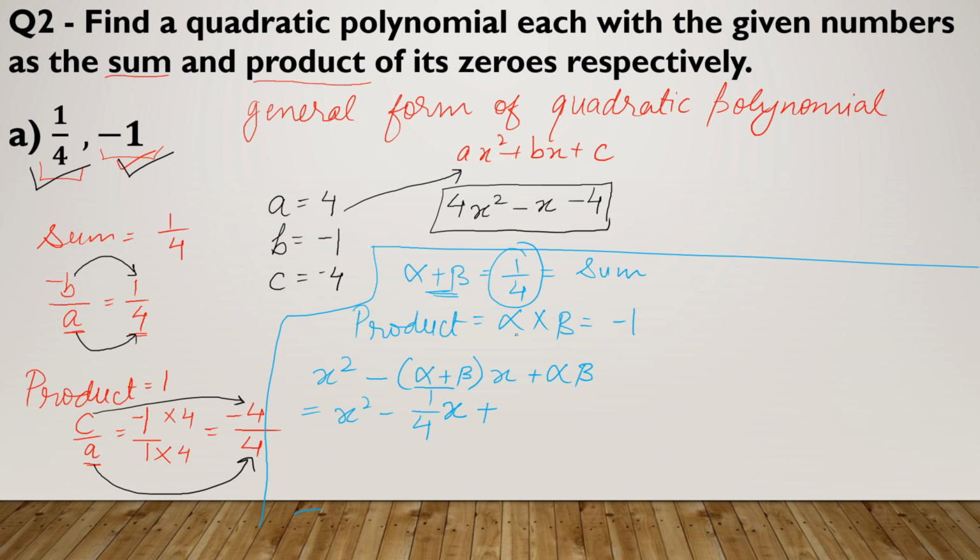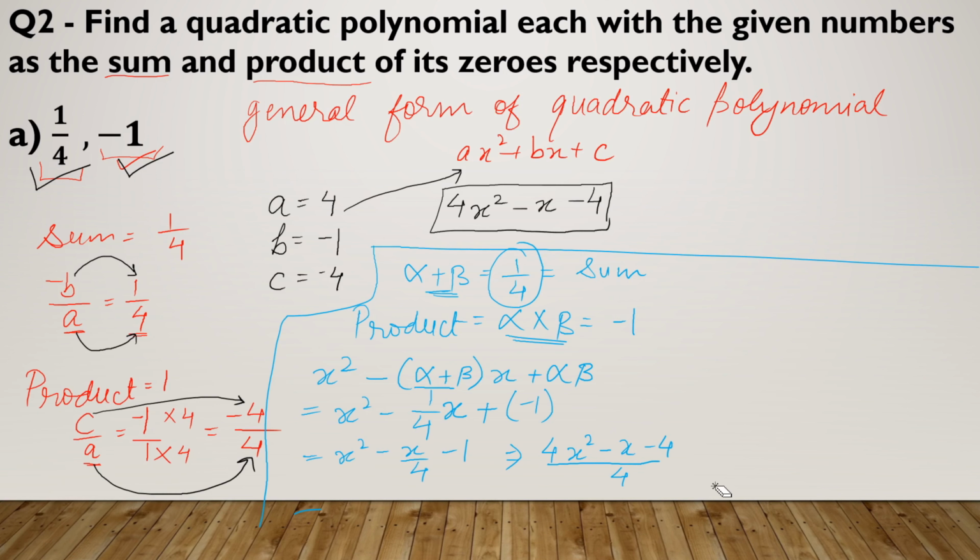What is the value of alpha beta? That is alpha multiplied by beta, that is -1. So I'll write down -1 here. So this gives me x square minus x by 4 minus 1. I can find out the LCM as well. So that will give me 4x square minus x minus 4 upon 4, and I can simply equate it with 0.